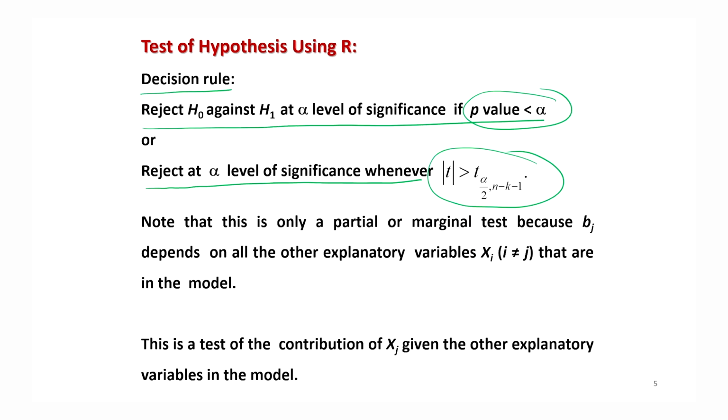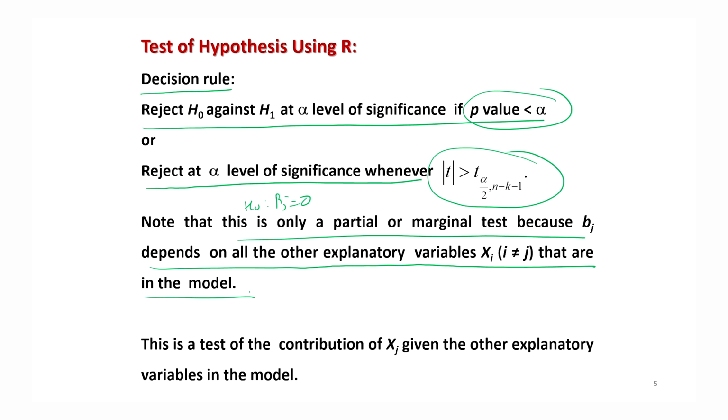So this test of H0: beta j equal to 0 is only a partial or marginal test, because Bj depends not only on Xj but on all other variables also. B was X transpose X whole inverse X transpose Y, and B1, B2, up to Bk are not independent. So the value of Bj should not be misunderstood as depending only on the jth set of values; it depends on all other values also.